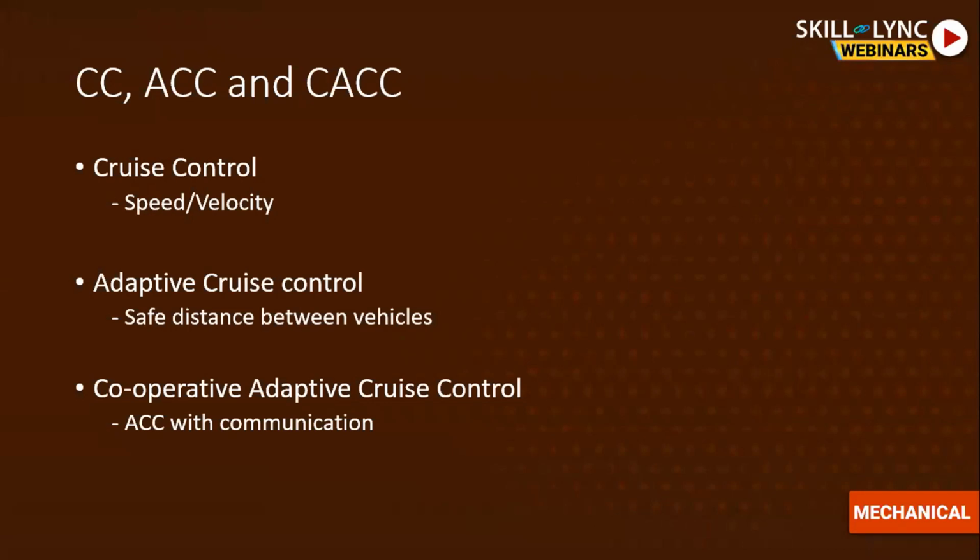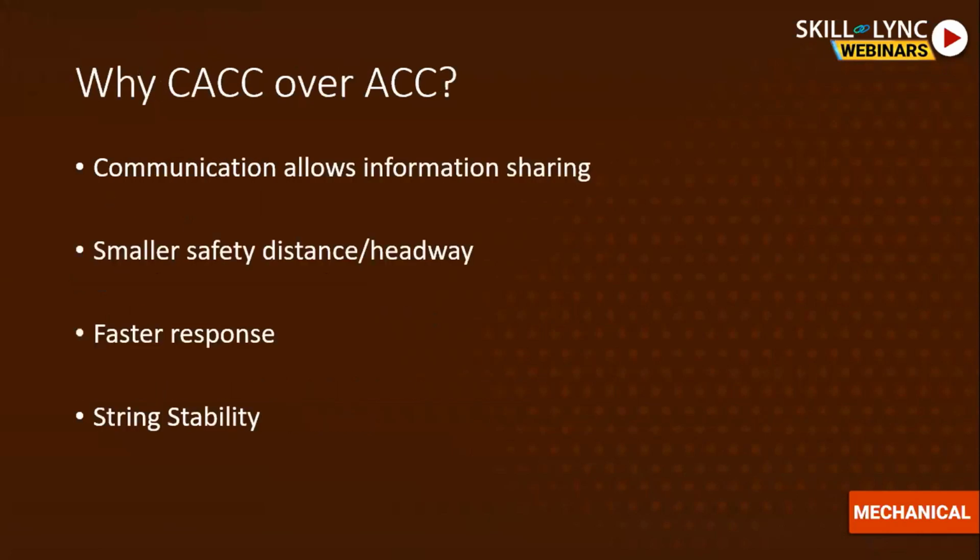If we move from adaptive cruise control to cooperative adaptive cruise control, the difference is not very big. It's just adaptive cruise control with communication, but the results that we get are quite drastically better. So why should we choose cooperative adaptive cruise control over adaptive cruise control?